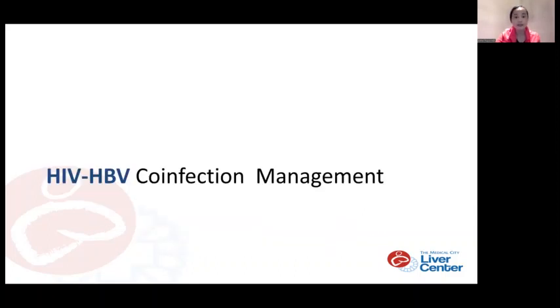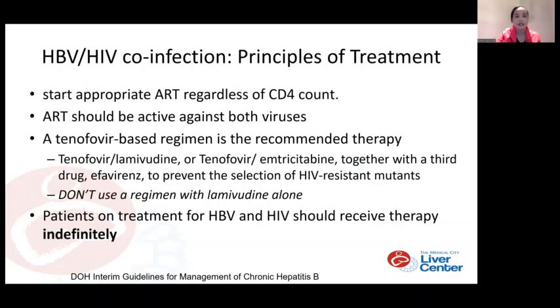So how about management of the patient who already has HIV and hepatitis B co-infection? The principles of treatment are this: you start the appropriate ART regardless of CD4 count. And the ART that you give should be active against both HIV and HBV. So a tenofovir-based regimen is the recommended therapy because tenofovir is a first-line treatment drug for hepatitis B.